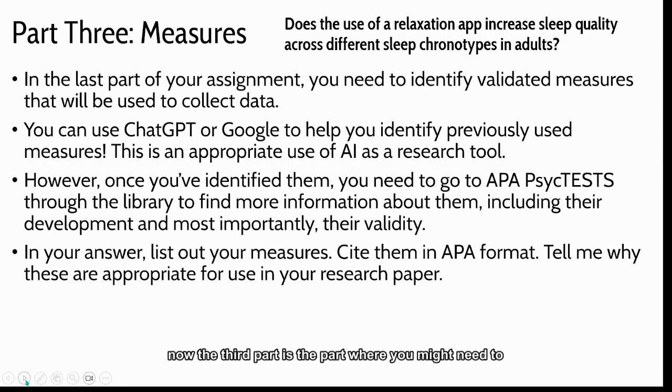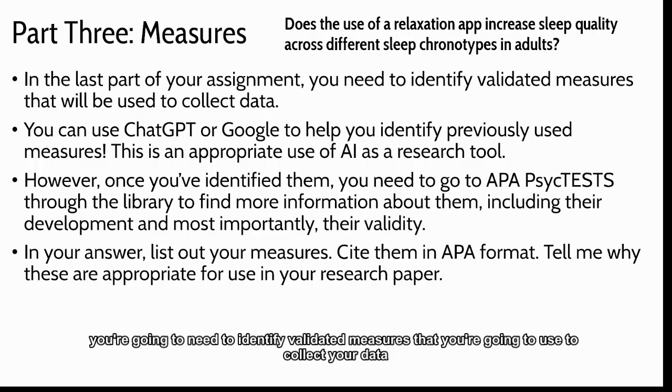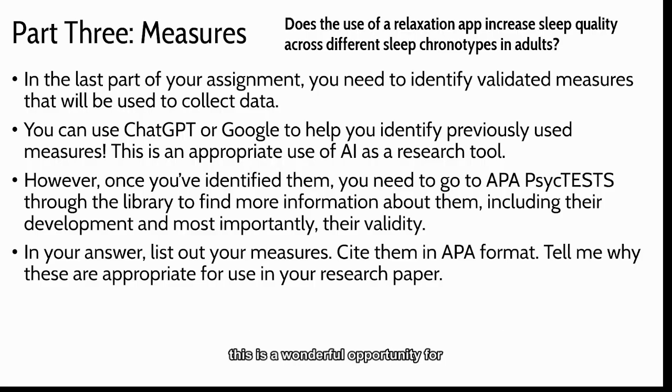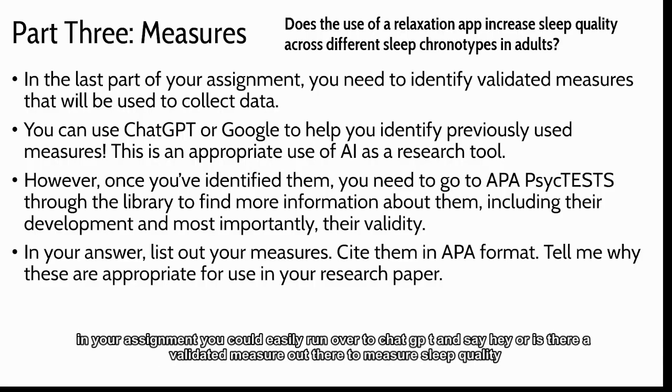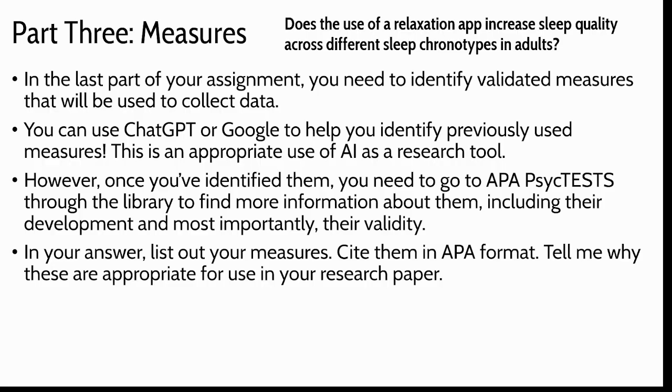Now, the third part is the part where you might need to go and do a little bit of legwork and research. You're going to need to identify validated measures that you're going to use to collect your data. This is a wonderful opportunity for you to use ChatGPT or another AI tool out there to help you in your assignment. You could easily run over to ChatGPT and say, hey, is there a validated measure out there to measure sleep quality?